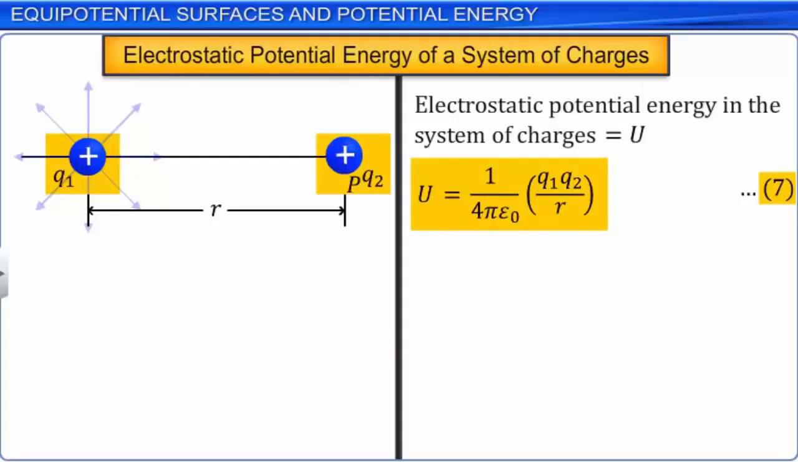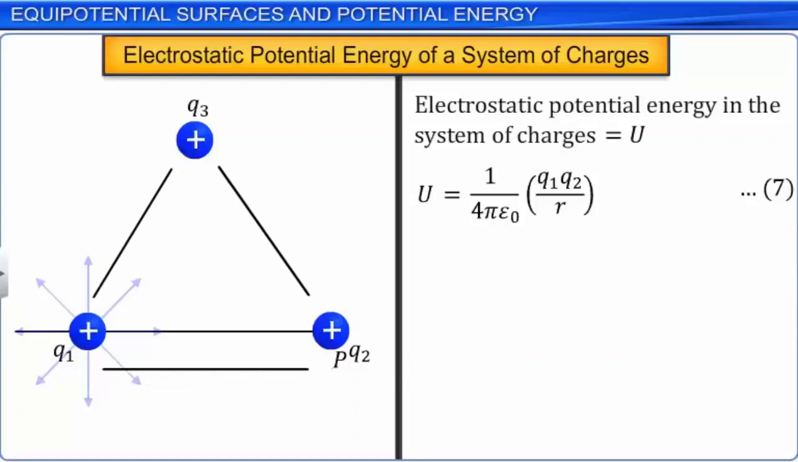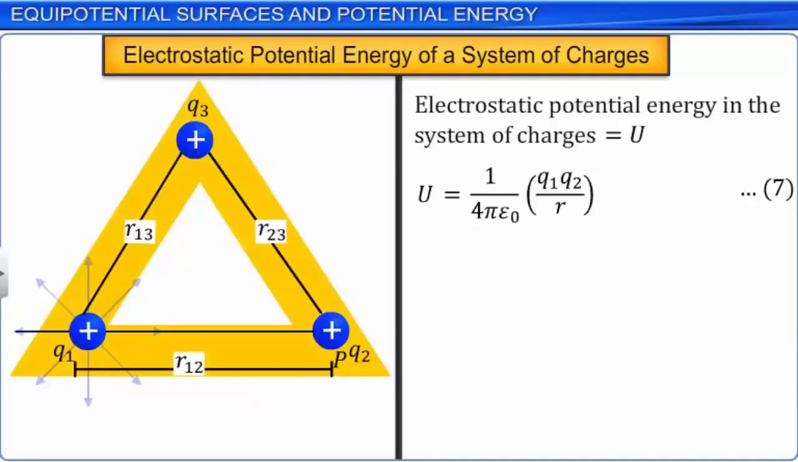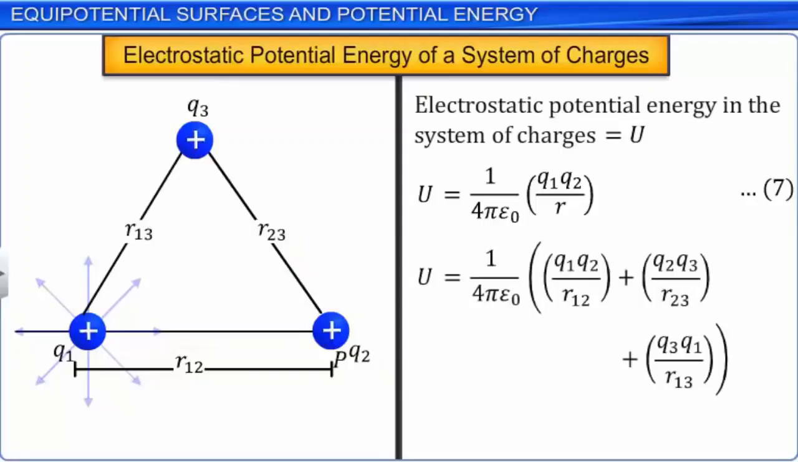Proceeding similar to the above procedure, for a system of 3 charges Q1, Q2 and Q3, there would be 3 pairs in the expression for the electrostatic potential energy U, given as U is equal to 1 by 4 pi epsilon naught into Q1 Q2 by R12 plus Q2 Q3 by R23 plus Q3 Q1 by R13, where R12 is the separation between Q1 and Q2, R23 is the separation between Q2 and Q3, and R13 is the separation between Q3 and Q1 respectively. Let this be equation 8.